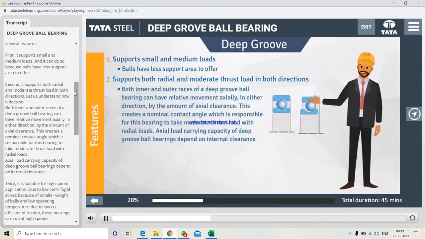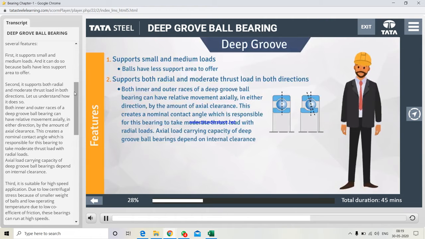Both inner and outer races of a deep groove ball bearing can have relative movement axially in either direction by the amount of axial clearance. This creates a nominal contact angle, which is responsible for this bearing to take moderate thrust load with radial loads. Axial load carrying capacity of deep groove ball bearings depends on internal clearance.